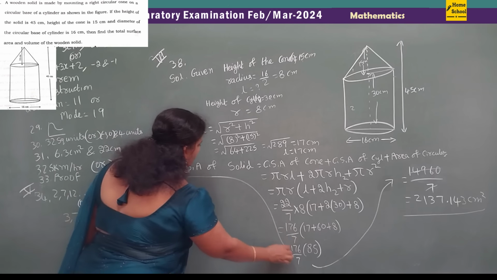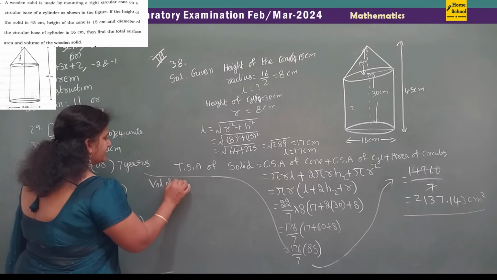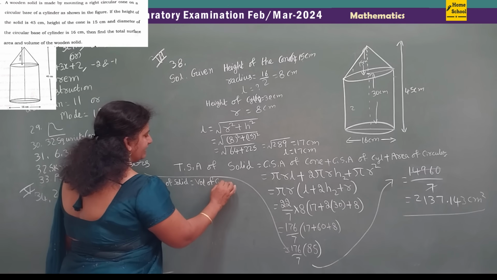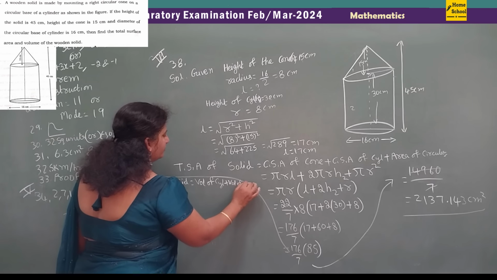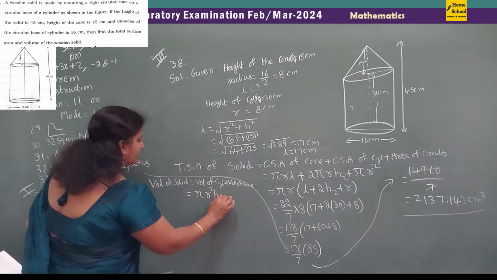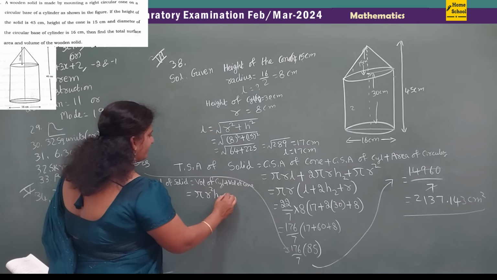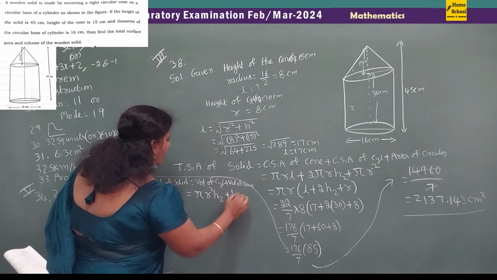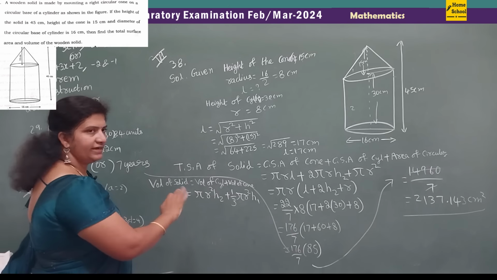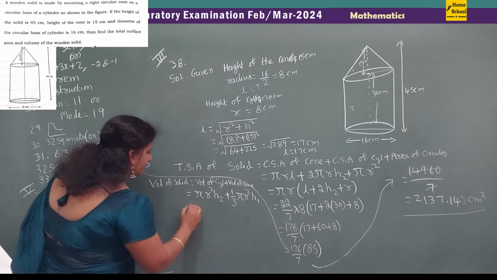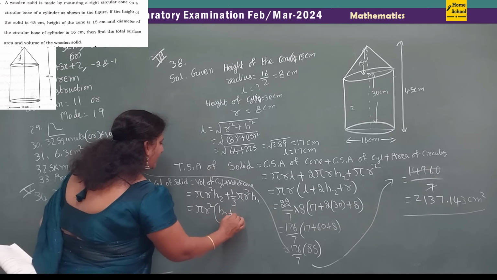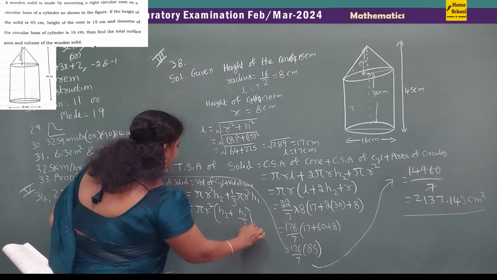And now we need to find the volume of this solid. What is the volume formula here? Volume of the solid is equal to, what are the two solids you can see? Volume of cylinder plus volume of cone. Write the formula. Volume of a cylinder, pi r square h. Cylinder height I have taken as h2, right? H2 I will write. And volume of a cone, 1 by 3 pi r square h1. Cone height h1, cylinder height h2. Now among these two, is there anything common? Pi r square is common. Take it out, h2 plus h1 by 3 will be left.